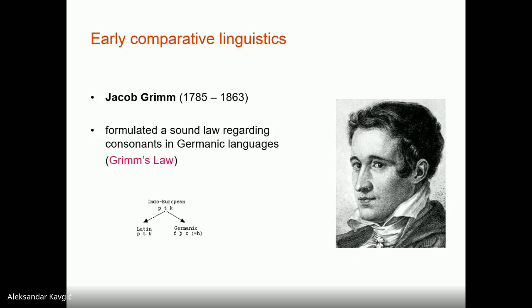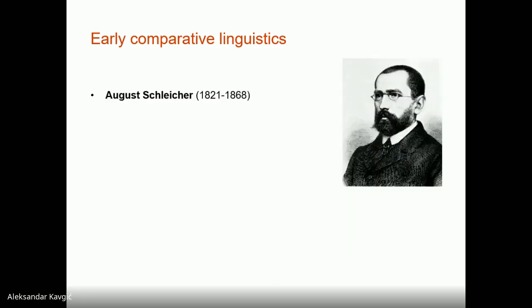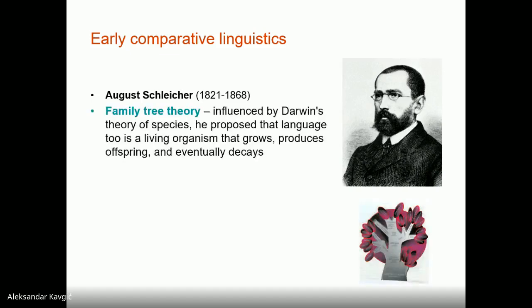Then there are many other early historical or comparative linguists that we will simply go through very quickly. August Schleicher is important because he was influenced by Darwin. He was a big fan of Darwin, and he introduced the main ideas of Darwin's theory of evolution, Darwin's theory of species, into linguistics. His importance in historical linguistics is that he saw language as a living organism that grows and develops. And it is August who gave us the idea of a family tree of languages. So you have some common ancestor from which other languages developed.